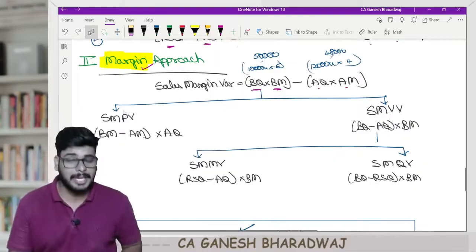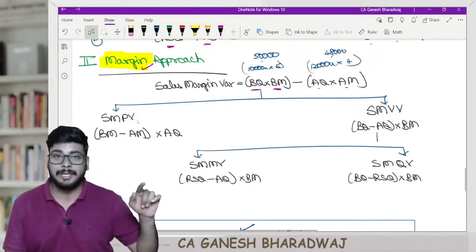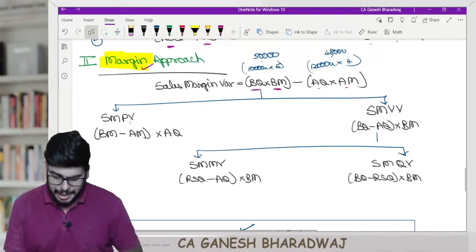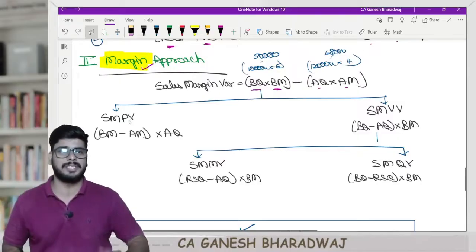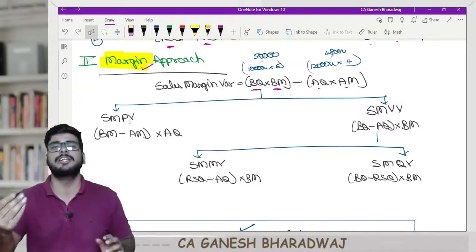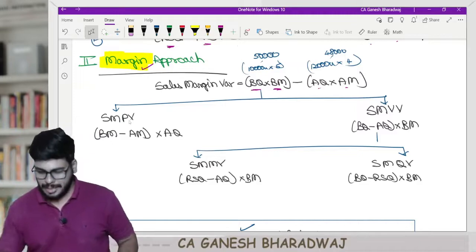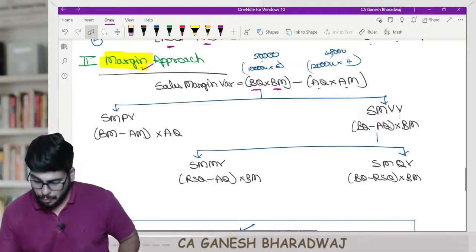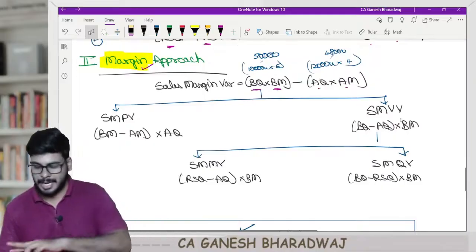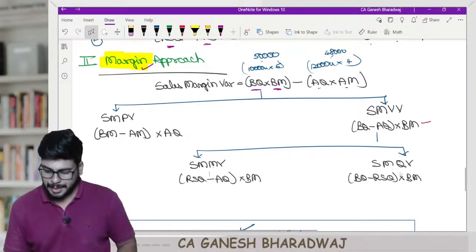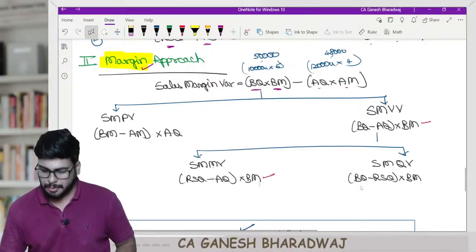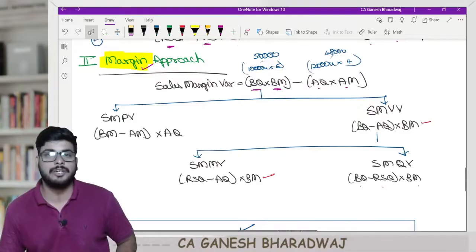Classified into two, segregated into two. Sales margin price variance. What is it? Simple. Instead of price, you put margin: budgeted margin minus actual margin into actual quantity. On this side, it's going to be sales margin volume variance: budgeted quantity minus actual quantity into budgeted margin. Now further classified into mix and quantity variance. Mix: revised standard quantity minus actual quantity into budgeted margin. Quantity: budgeted quantity minus revised standard quantity into budgeted margin.